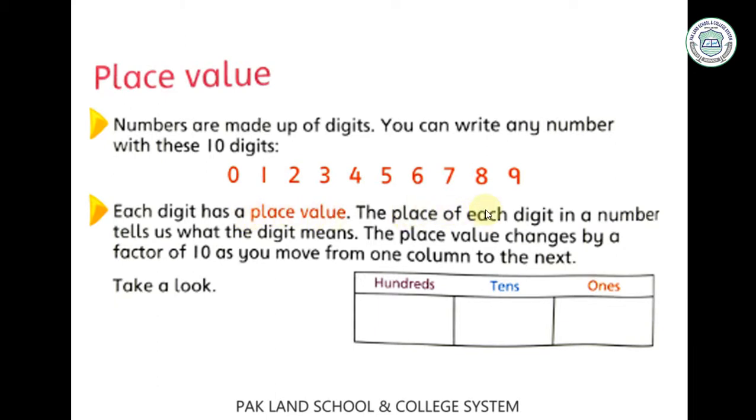The place of each digit in a number tells us its place value, which changes by a factor of 10. It means that the value changes by 10 each time. So you move from one column to the next column, as we have different columns. First is the column of ones, then the next column is the column of tens, then the next column is the column of hundreds.